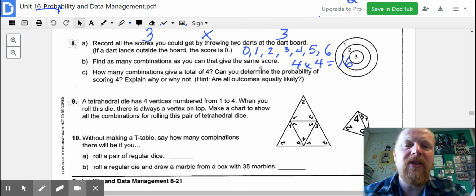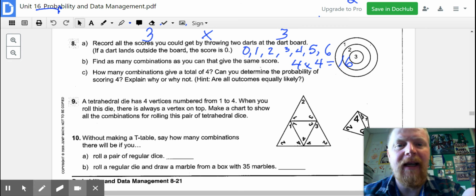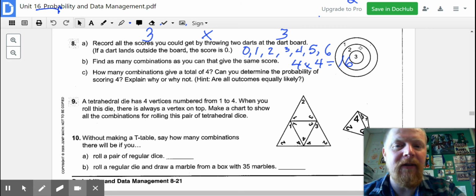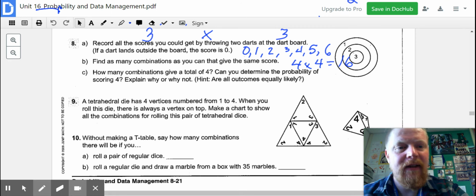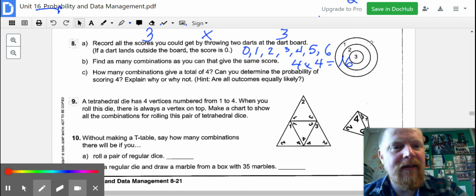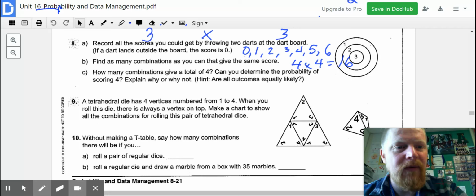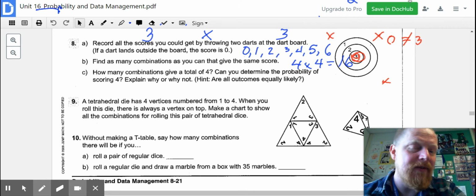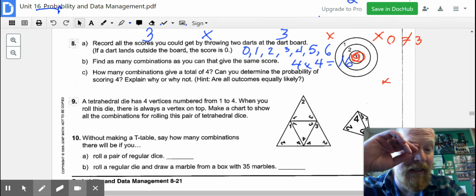Part C says, how many combinations give a total of 4? Okay, can you determine the probability of scoring 4? Explain why or why not. Well, I'm going to start off first by talking about the probability of getting a 4. And my probability of getting a 0 is not the same as my probability of getting a 3. It's much harder to get a 3 because the 3 is a really small circle and the 0 is anything outside the circle. So it doesn't really matter where I throw the dart outside the circle, I've got a 0. So I can nail those zeros really easily. The 3 is a lot more challenging.